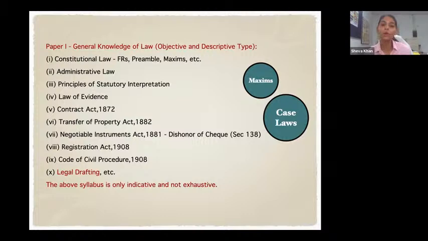Then fifth is the Indian Contract Act 1872. Sixth is the Transfer of Property Act. Seventh is the Negotiable Instruments Act. Another thing I would like to add in here, because Negotiable Instruments Act is a very small act for that matter. And also many a times it is not paid a lot of heed by a lot of judicial aspirants mostly, or any other kind of legal aspirants.